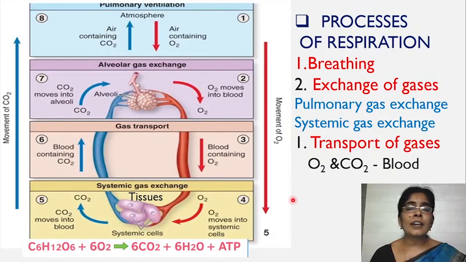And the third process is transport of gases. This is the third process. Blood transports the oxygen from the lungs to the tissues, and it transports carbon dioxide formed in the tissues to the lungs for elimination. These are the 3 main processes involved in respiration.